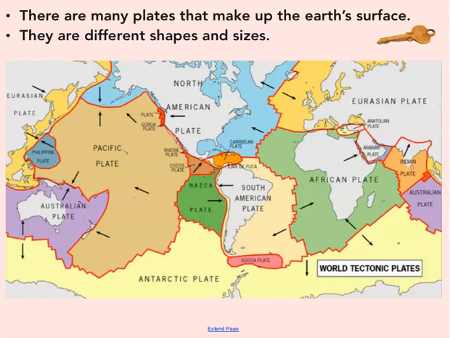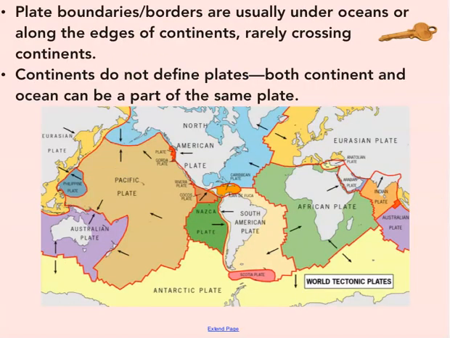And tectonic plates are going to be all of the Earth's crust and the very, very top part of the mantle, and they call this the lithosphere. So sometimes they call them lithospheric plates, but a lot of times you refer to them as tectonic plates or just plates in general. We know that the plate boundaries or borders are usually under oceans or along the edges of continents, rarely crossing continents.